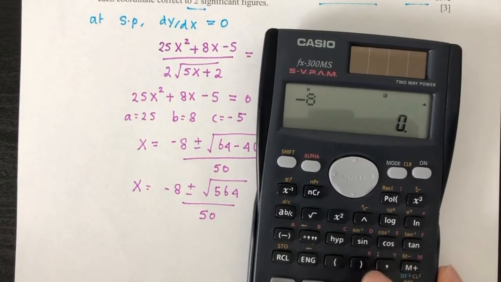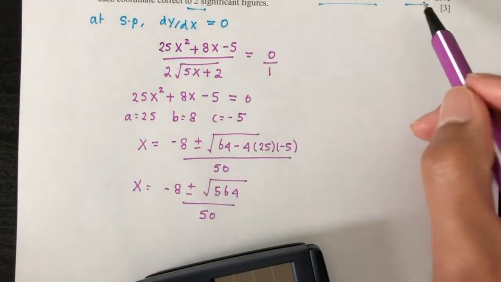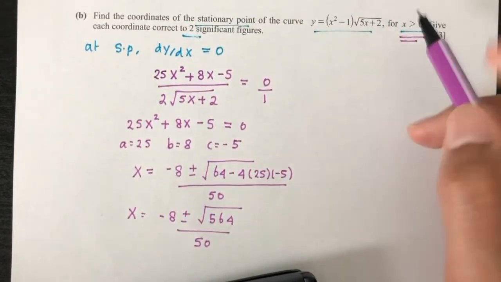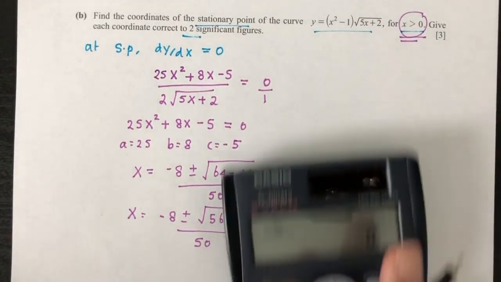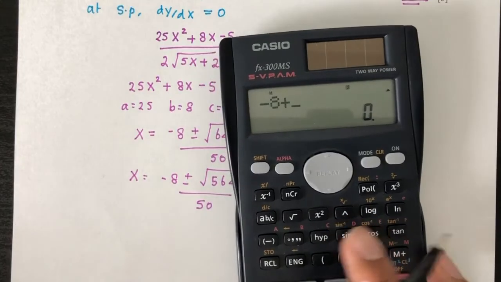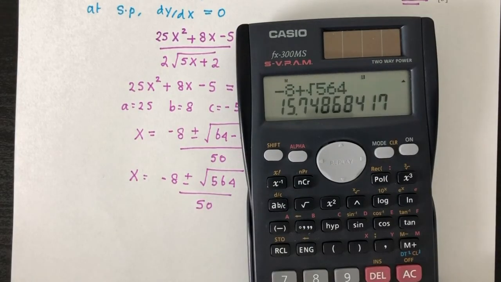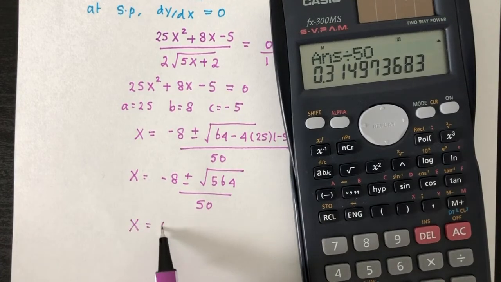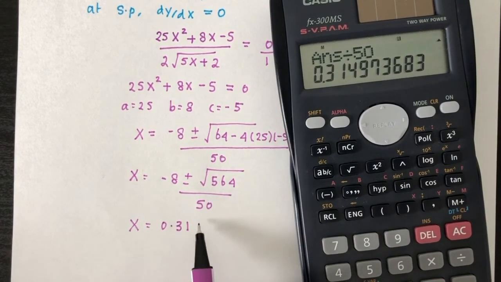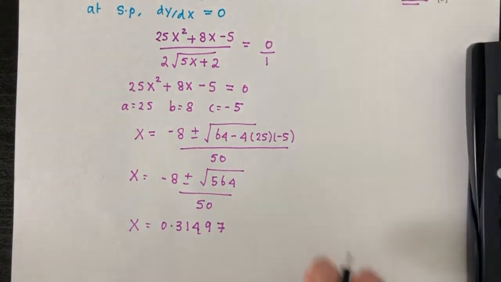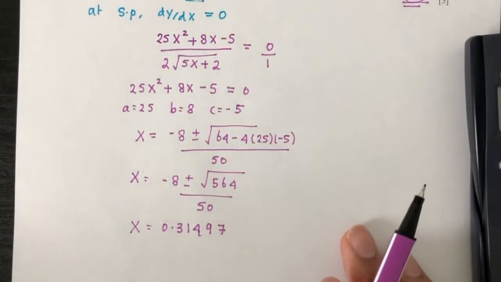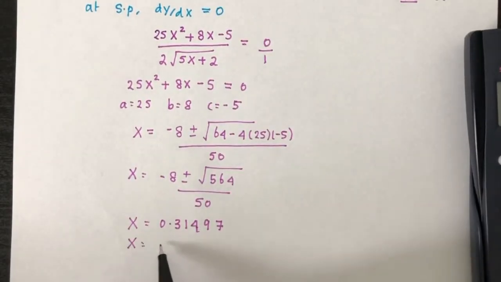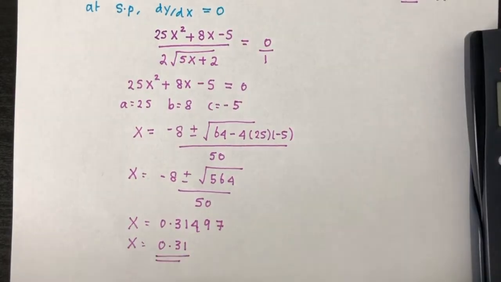So let's find the value one by one. Minus 8 has to be plus, because the values of x are more than 0. As you can see here, that's the domain. We have to use plus only. Plus root of 564 divided by 50. That will be x equal to 0.31497. Now we have to write this down correct to 2 SF. That will become x equal to 0.31. This is your x coordinate.